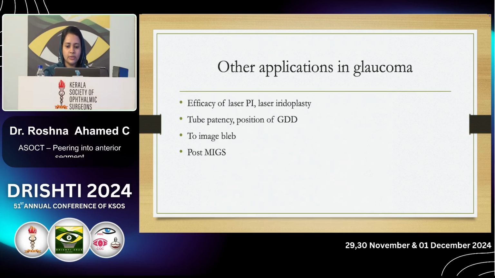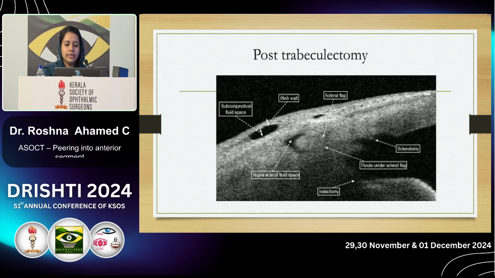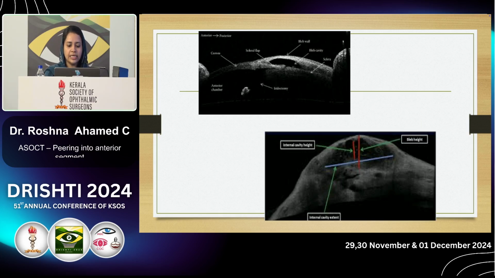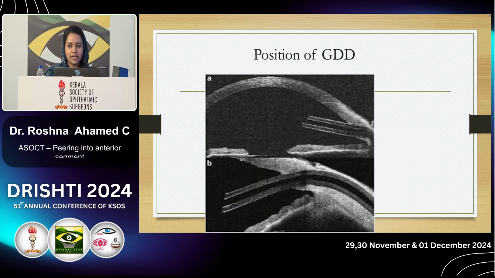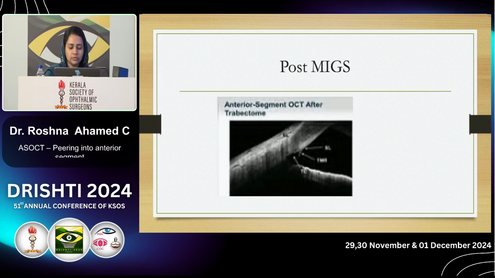Other applications of ASOCT in glaucoma are looking at the efficacy of laser PI and laser iridoplasty, the patency and position of GDD, and imaging the bleb. In trabeculectomy, we can look at the bleb wall, the subconjunctival fluid space, the scleral flap and sclerotomy size, and iridotomy areas. We can also look at the internal cavity height, bleb height, and extent of the bleb. In GDD we can check whether the device is positioned correctly. It is also very useful after needling, to look at the bleb.